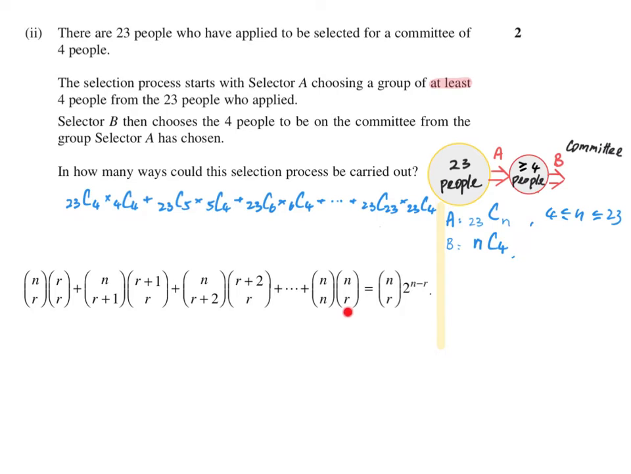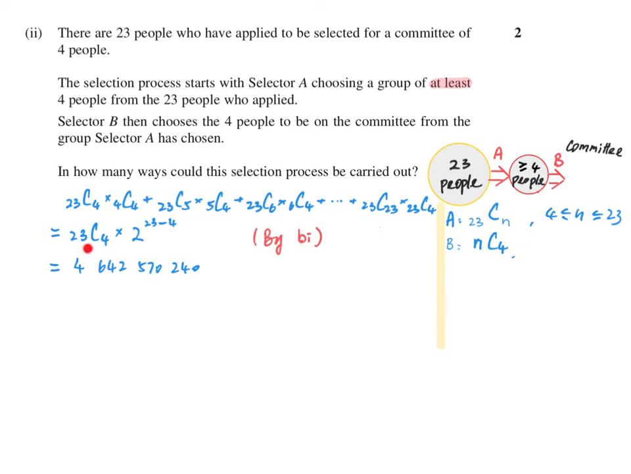The sum of this actually equals to 23C4 times 2 to the power 23 minus 4. Then the things becomes simple. You just apply this into your calculator and you will get to the answer.